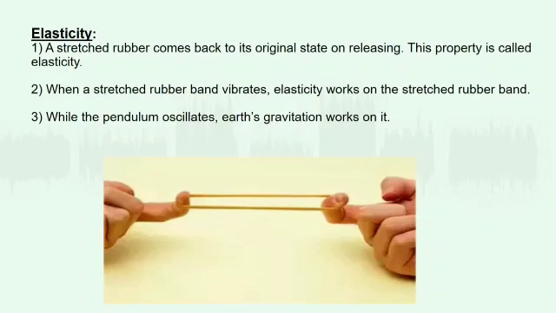Elasticity. A stretched rubber band returns to its original state when it is released. This property is called elasticity. When a stretched rubber band vibrates, elasticity is at work. All the while that the pendulum oscillates, Earth's gravitation is at work.